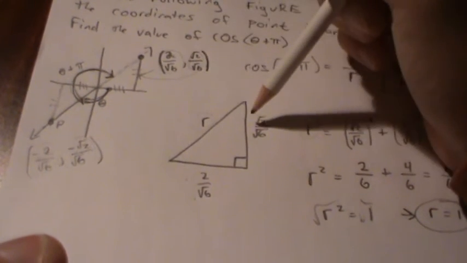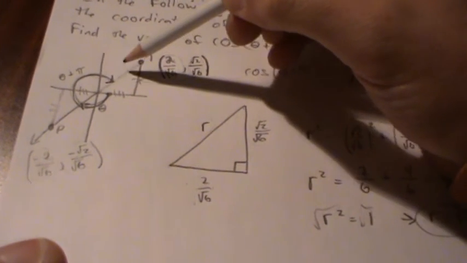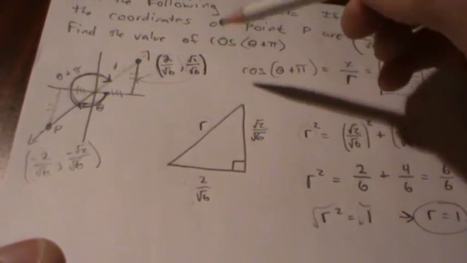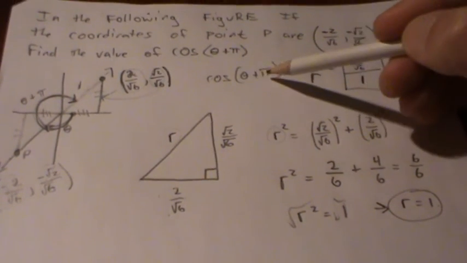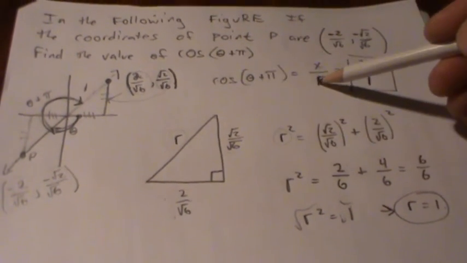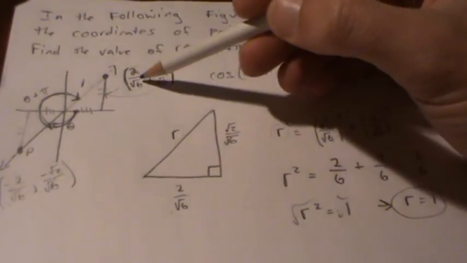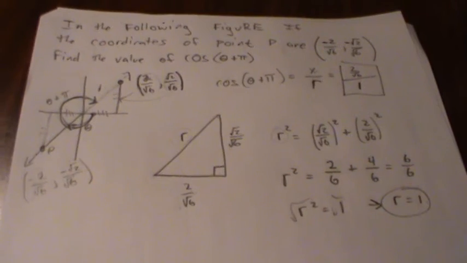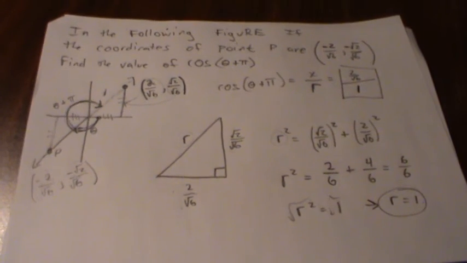And so now what I do is I use these two values in this to try and find the radius. The radius I find is actually equal to 1 in this example. And so the cosine of theta plus pi is equal to the x-coordinate divided by the radius. And the x-coordinate I know already is 2 square root of 6, and the radius is 1. So these are some of the more complex questions that you'll be doing with us here.